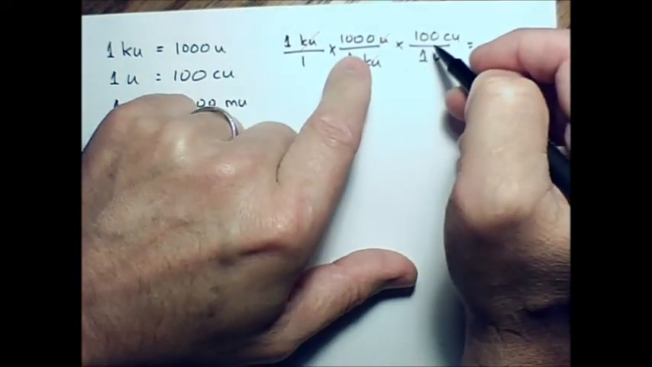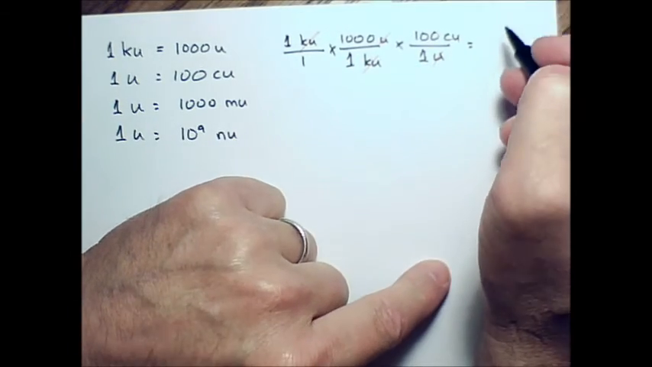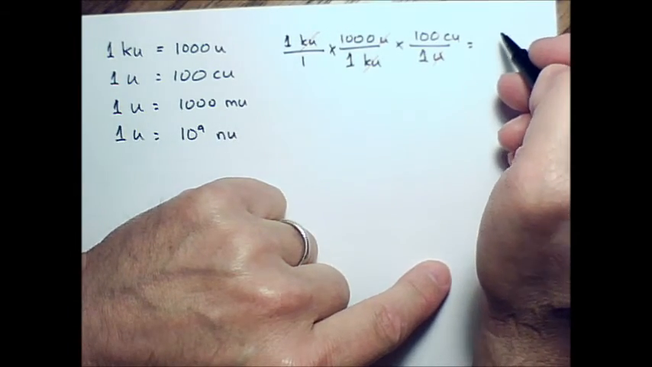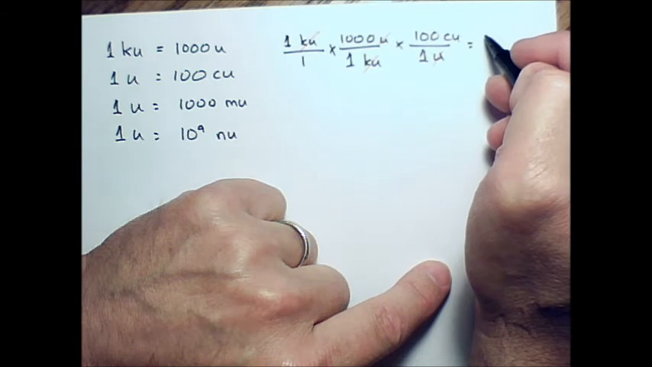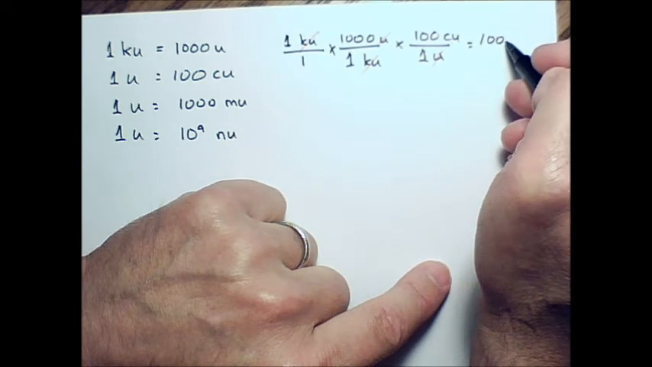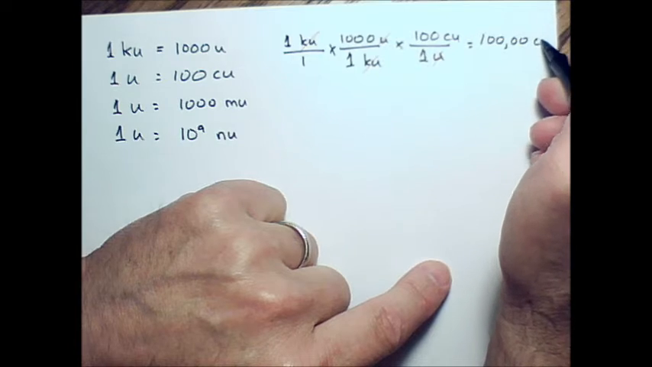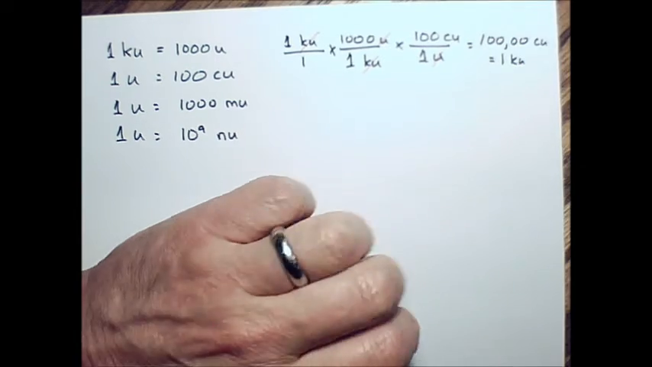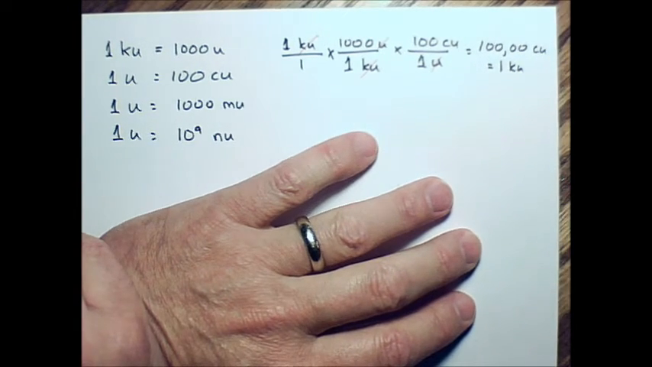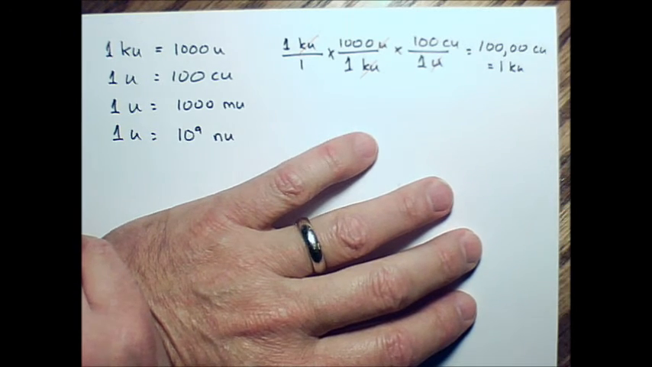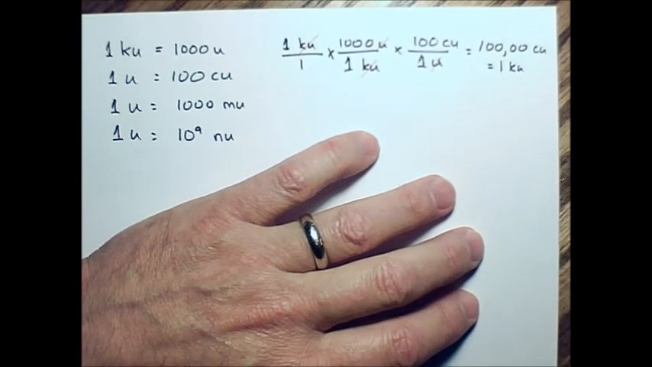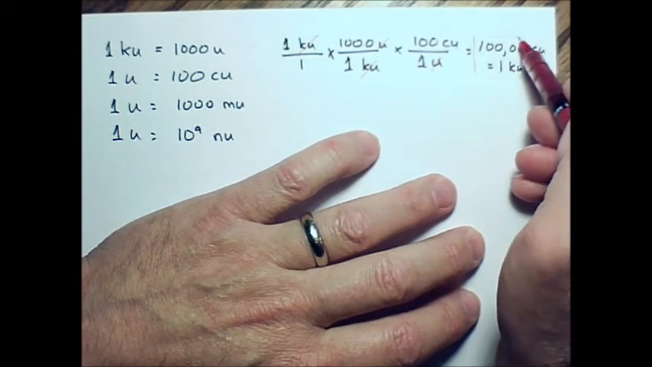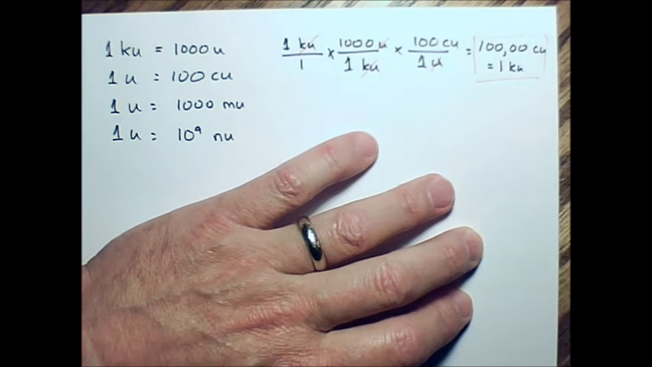Then when you multiply 1,000 times 100, you need a calculator. 100,000 centiunits equals 1 kilo unit. Okay? And that's the way you figure all these out. All right? That's how you come up with an equality statement that defines what the question is asking for.